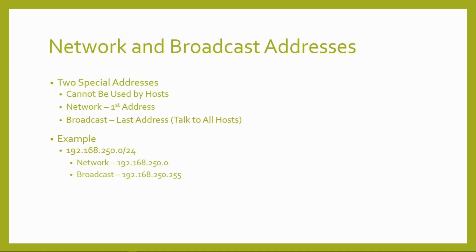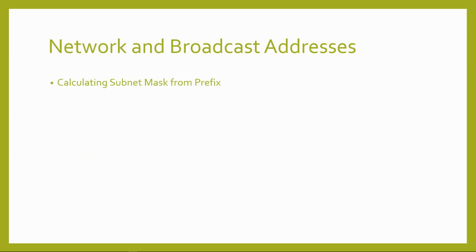So for example, if we have 192.168.250.0/24, the network address would be 192.168.250.0. The broadcast address would be 192.168.250.255, because that's the highest one there. We'll talk about those calculations in just a second. What we have to do is figure out how to calculate the subnet mask from the prefix. That's the first thing we have to do. I'm doing it this way because if you don't have a prefix, you'll have the mask, so you don't have to calculate. But this gives us our first step.